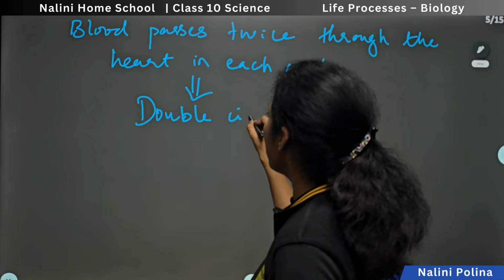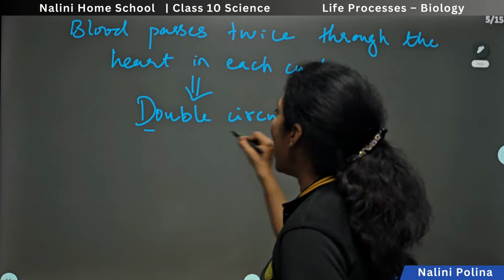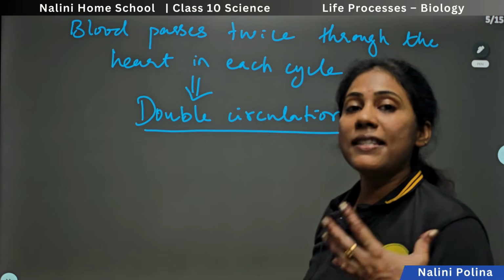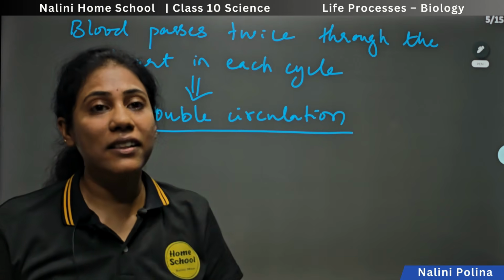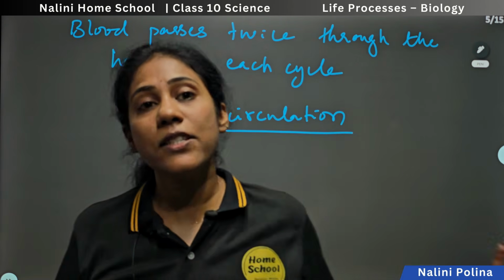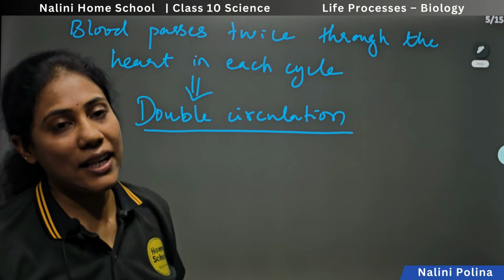So double circulation, guys. Very, very important. They will ask in the exam, what is a double circulation? Passing blood twice through the heart in each breathing cycle. So such a circulation is double circulation, guys.